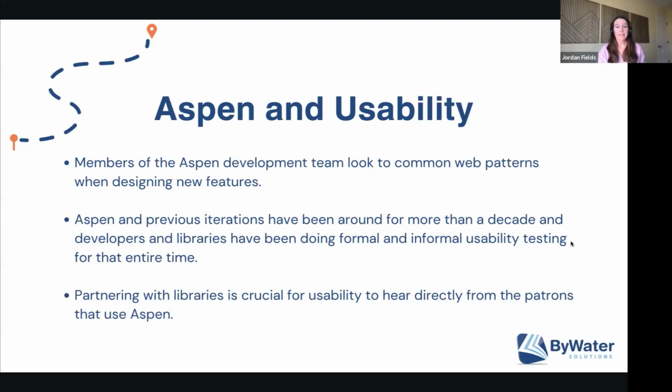The last thing I want to call out is that partnering with libraries is so important for us because you are the ones that hear directly from the patrons that use Aspen, that have access to the patrons that use Aspen. And Aspen is primarily a patron tool. We have the ILS for staff, and that's great. But we really want Aspen to work for patrons, and patrons are our focus there.